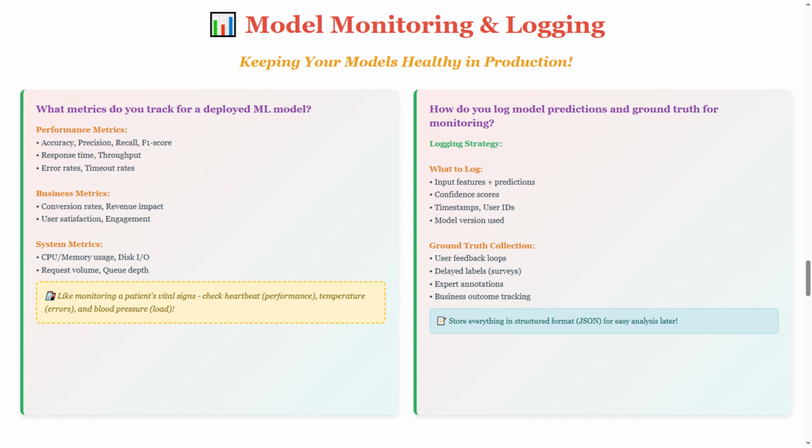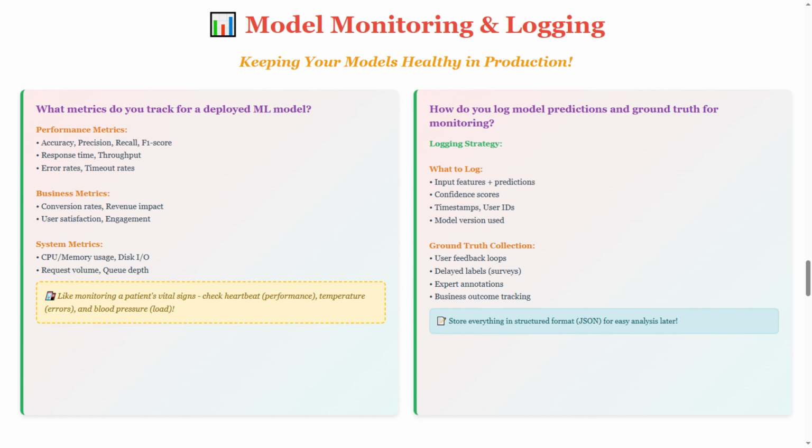Business metrics cover conversion rates, revenue impact, user satisfaction, and engagement. System metrics track CPU/memory usage, disk I/O, request volume, and queue depth. The analogy section explains, like monitoring a patient's vital signs, check heartbeat, which is performance, temperature, which is errors, and blood pressure, which is load.